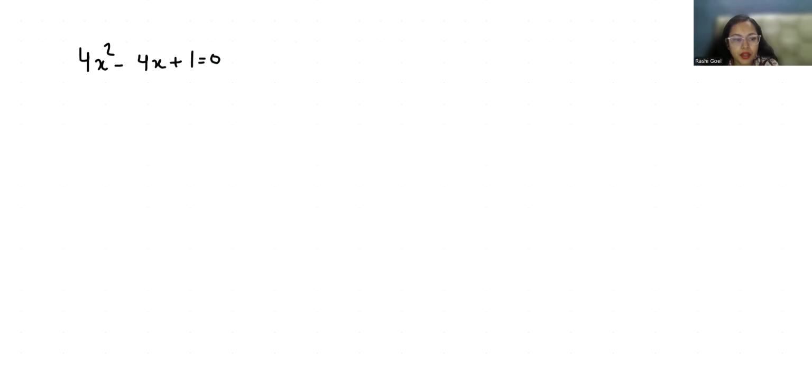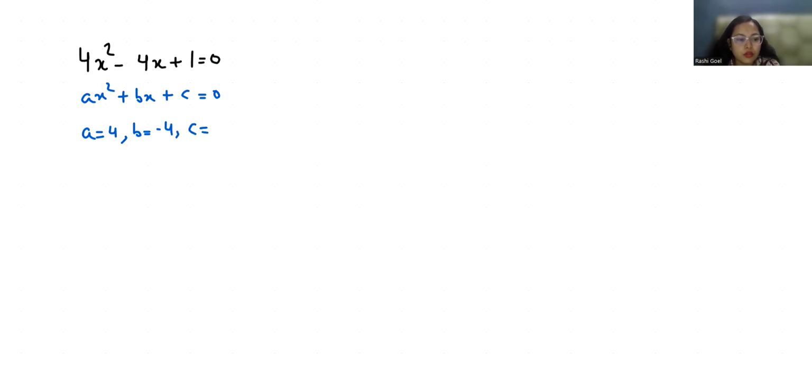So I'm going to compare it with the standard form of a quadratic equation, that is ax² + bx + c = 0. Now, on comparing both, the value of a is 4, the value of b is −4, and the value of c is 1.